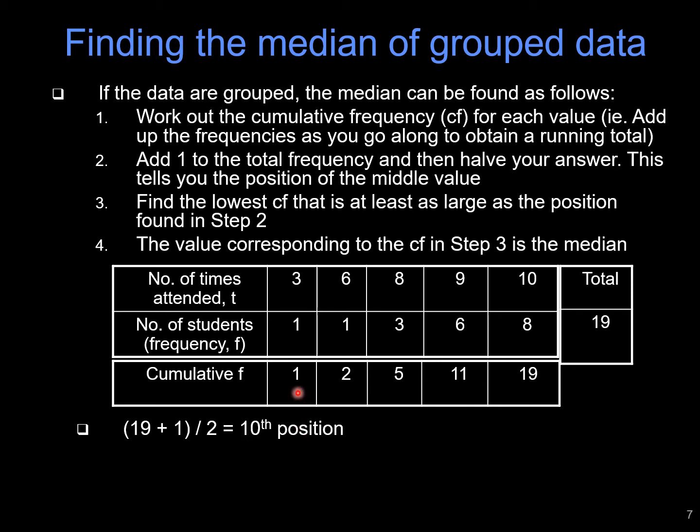Now we know the first person is in this group, the second person is in this group, the third, fourth and fifth are in this group, the 6th, 7th, 8th, 9th, 10th and 11th are in this group, so therefore the 10th person is in this group. And this group corresponds to 9, so the median is 9.